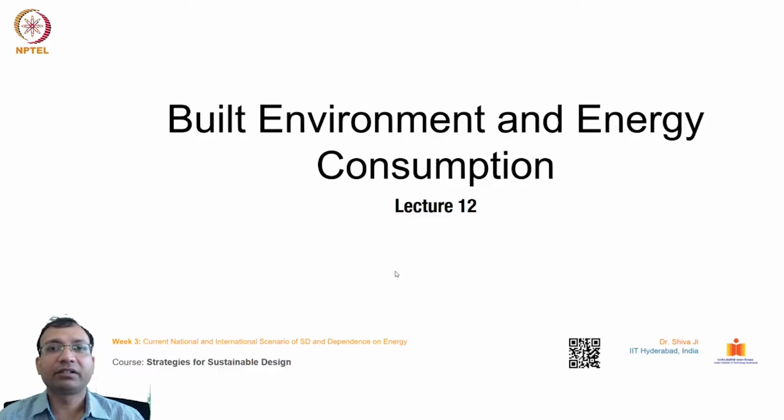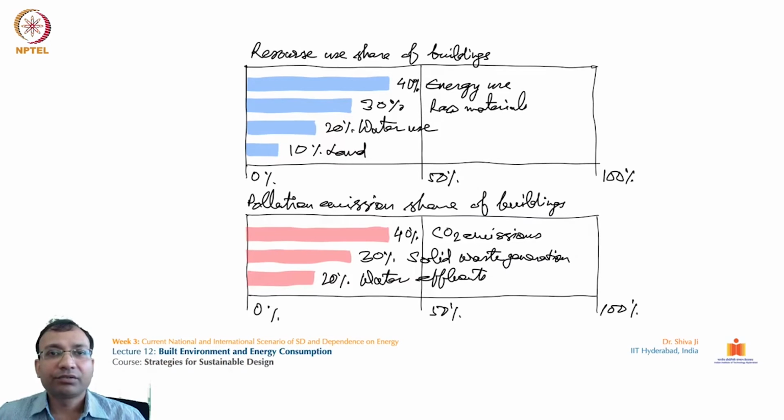In this lecture, we will talk about built environment and energy consumption. If you see this table, it talks about the share of the built environment and their respective resource uses. The resource uses include different resources such as energy, raw materials, water, land. They are bifurcated by how much the built environment, the buildings, are consuming. The first table talks about energy use, and it carries around 40%.